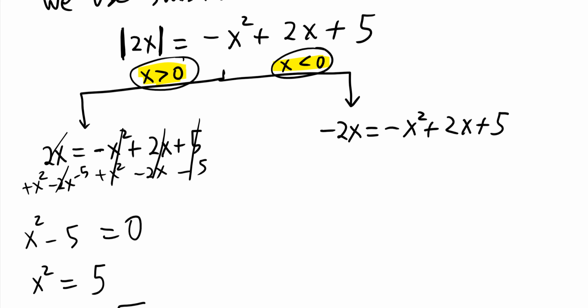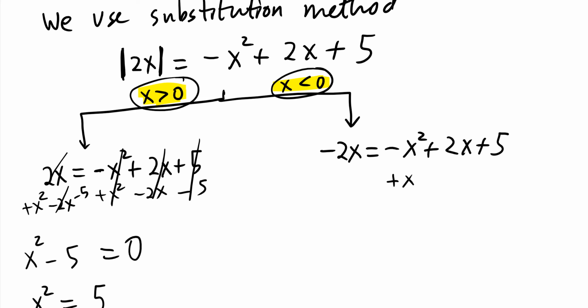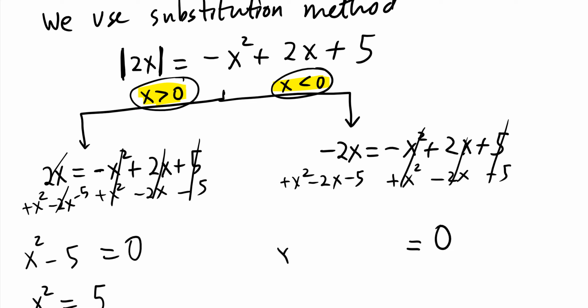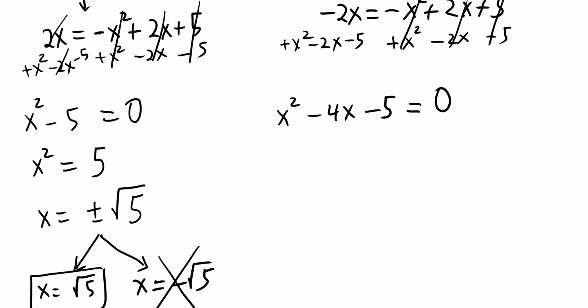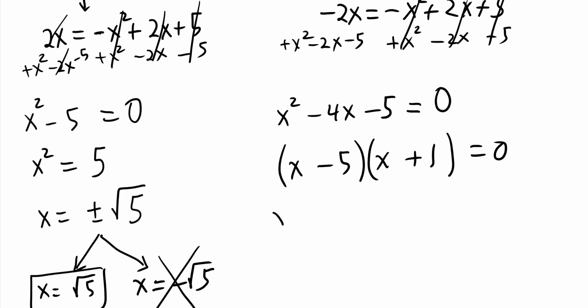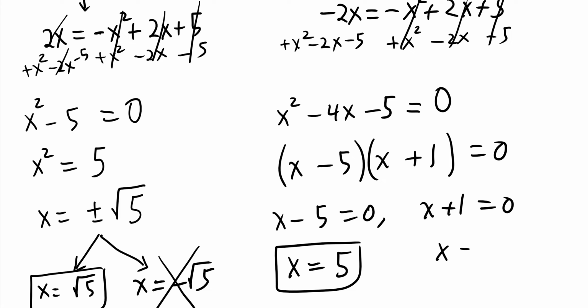What about the second one? Again, we're going to add x squared to both sides, subtract 2x on both sides, and subtract 5 on both sides. All this is gone, 0 here. We got x squared minus 4x minus 5. We got a quadratic equation that we need to solve. So how do we solve such a quadratic equation? By factoring. So we get x minus 5 times x plus 1. We set this equal to 0, and we set this equal to 0. We get x equals 5, or x equals negative 1.